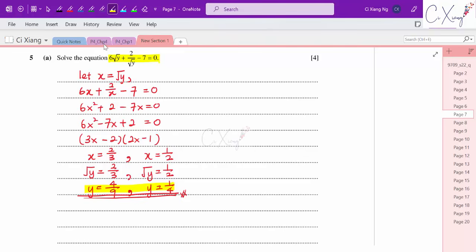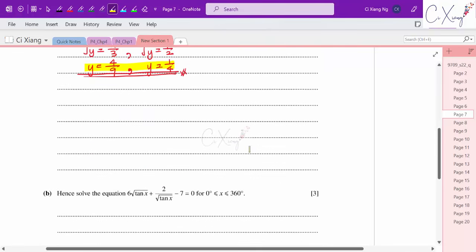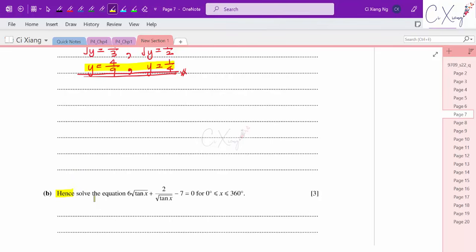This is what we have for part 1. Now if we go to part 2, part B, hence, that means continue from the first question here. They want us to solve the equation of this, and the x should be from 0 until 360.